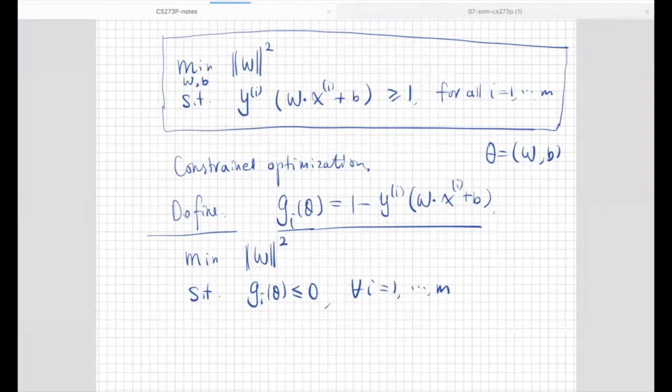I didn't change anything. Next I'm going to do one thing here, which is slightly a big step forward. I'm going to try to remove these constraints. How do I remove the constraints? I'm going to introduce the constraints into the objective function, the norm of W. So how do I do that? The way I do it is to construct something called the Lagrangian function.